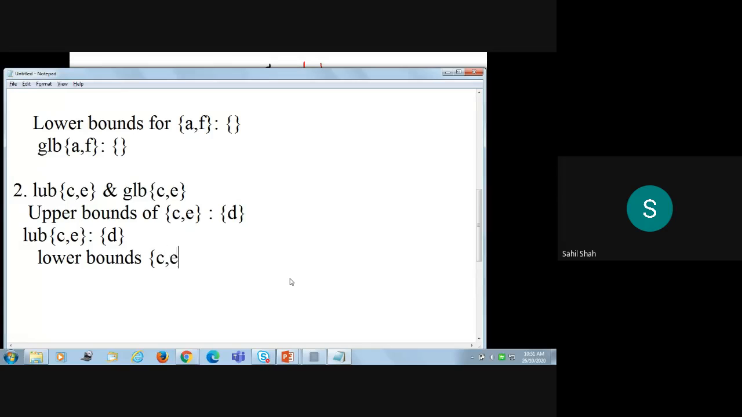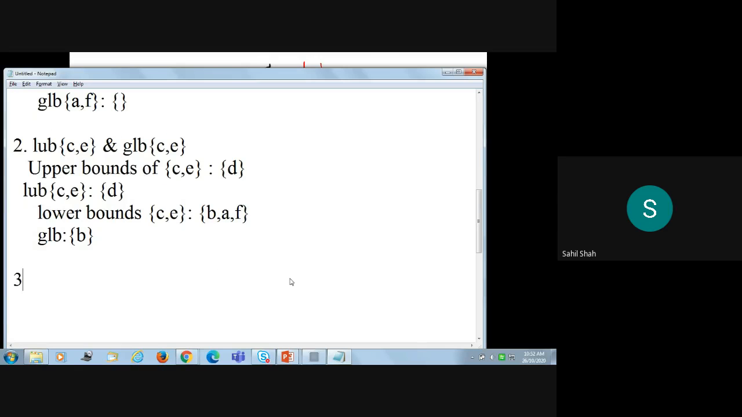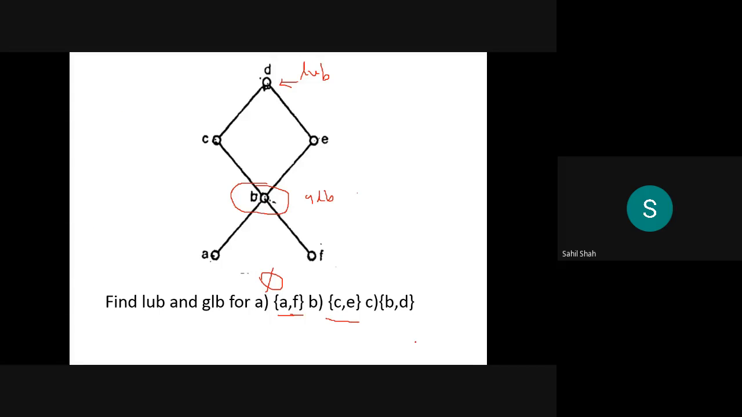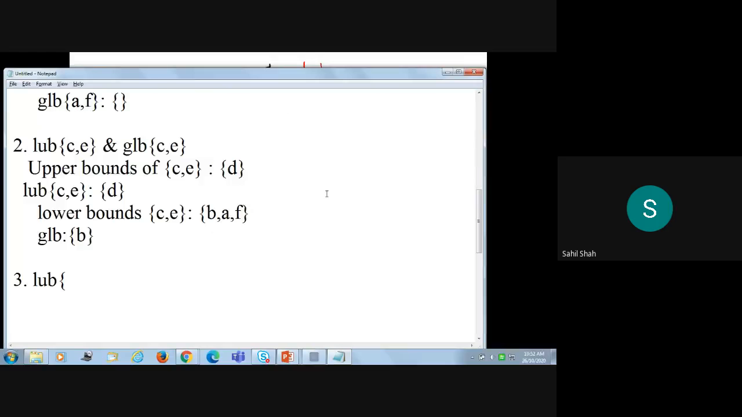Lower bounds of C comma E. Here I am observing that there are 3 lower bounds, B, A, F, and out of that, which one is the greatest lower bound? Greatest is B. The third one we will solve simultaneously. What is asked? Least upper bound of B comma D, and GLB of B comma D.